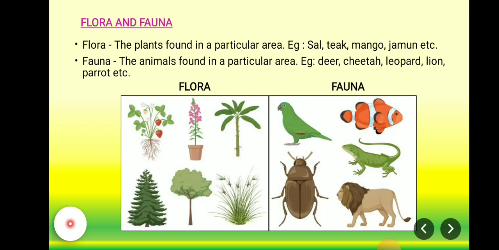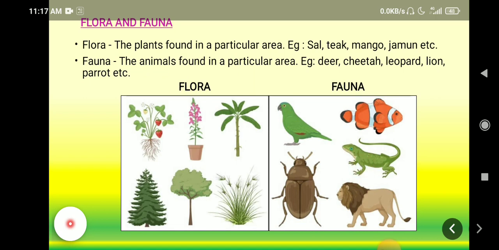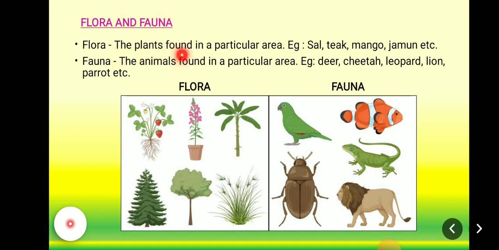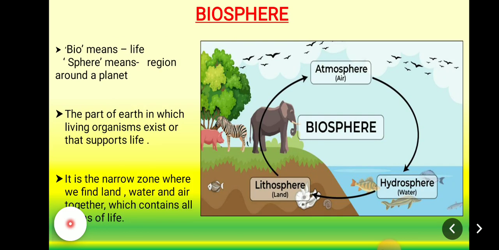Flora and fauna. This is the flora and here it is a fauna. Flora is the plants found in a particular area, for example sal trees, teak, mango tree, jamun tree, etc. And fauna is the animals found in a particular area like deer, cheetah, leopard, lion, parrots, etc. So flora and fauna are found in a particular area.